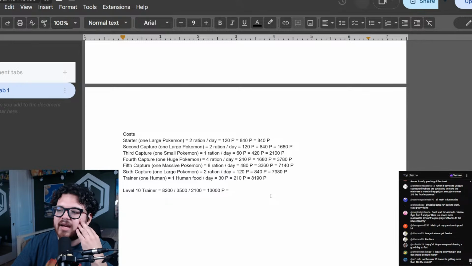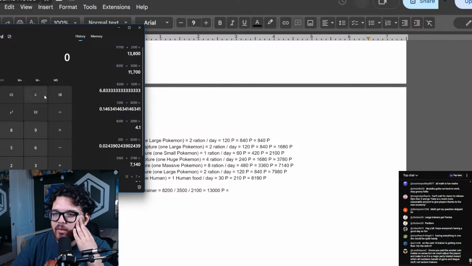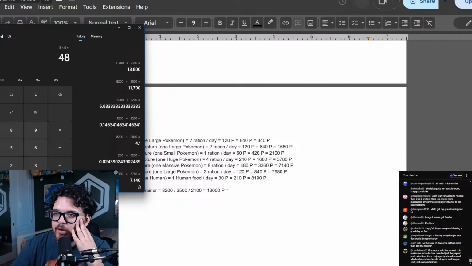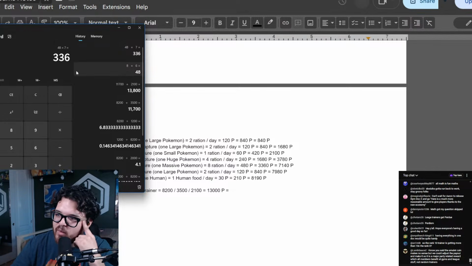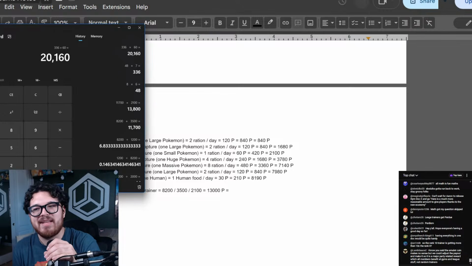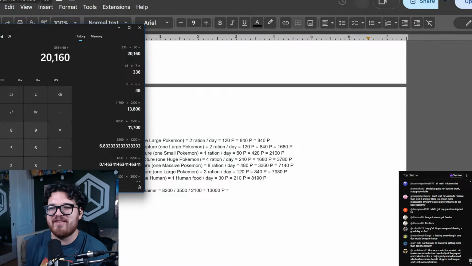Also, if you have players that really want to do the huge Pokemon, right? Because it costs so much more to do an entire team of massive Pokemon. If we wanted to do 8 rations times 6 per day times 7 per week, that's 336 rations a week times 60. It costs 20K to pay a team of massive Pokemon every week. You would need to get a sponsorship that would pay for that.